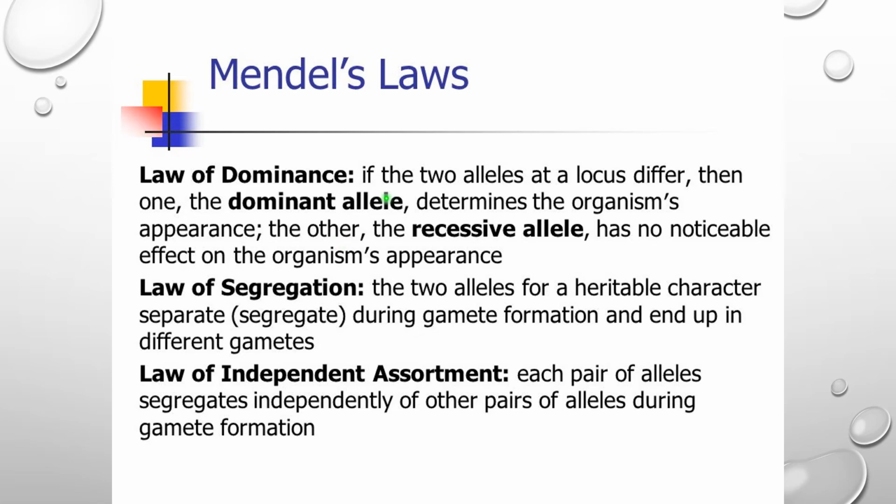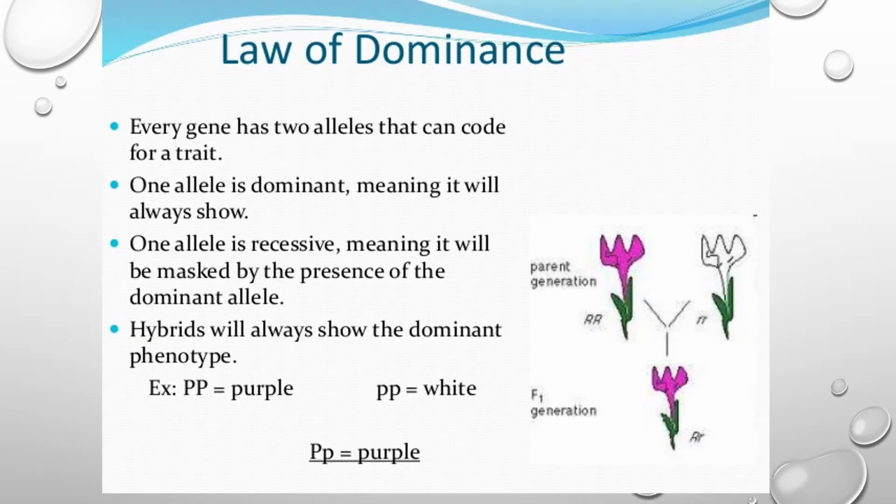Again, I repeat, the law of dominance and the law of segregation are followed by the monohybrid cross, while the law of independent assortment is carried out by the dihybrid cross. Now let's see each one of these in a better way. The first law is the law of dominance.